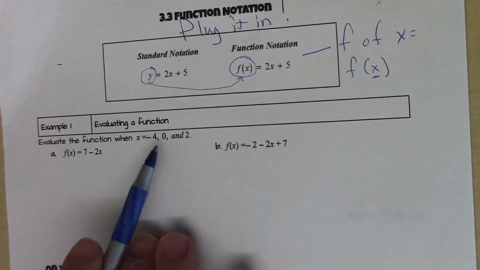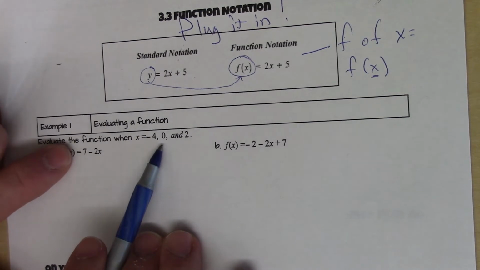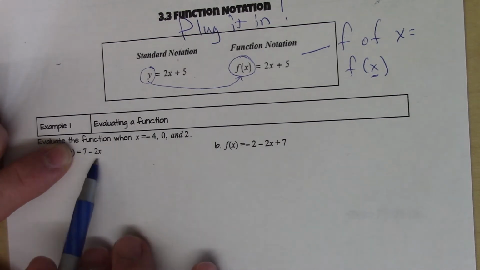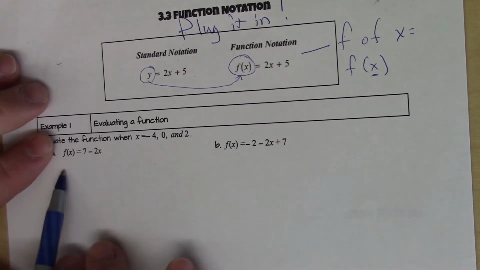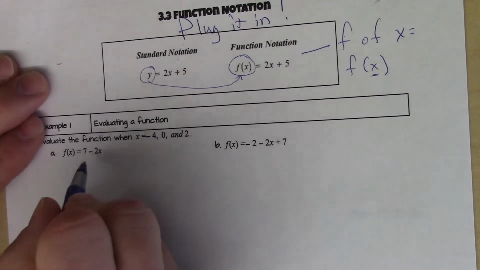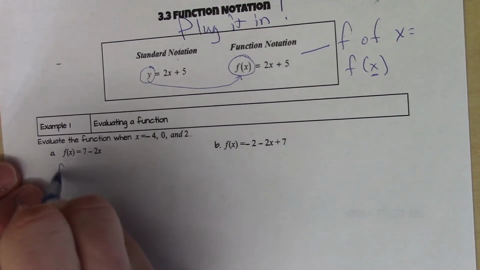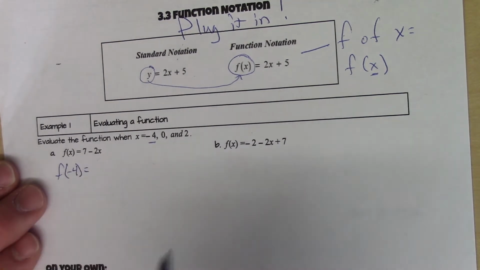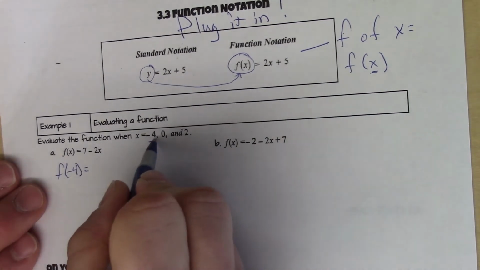So usually when we'd see a problem like this, let's say y equals 7 minus 2x, I would know that if x equals -4, I just plug it in. I would know if it's 0, I just plug it in. But then I wouldn't know what to do with this y, right? Well, what this means is, find f of, the first number here is -4. All that means is go plug in -4.